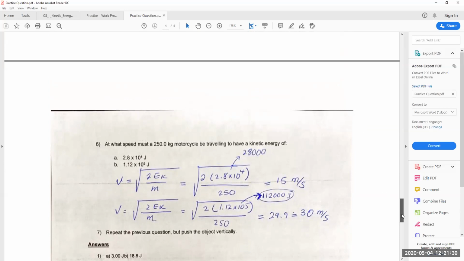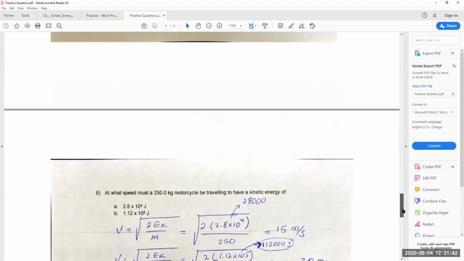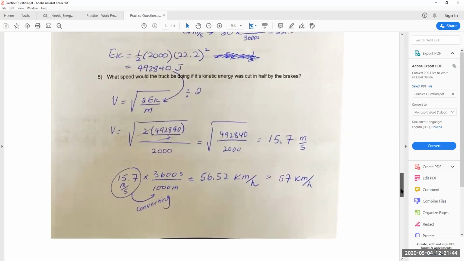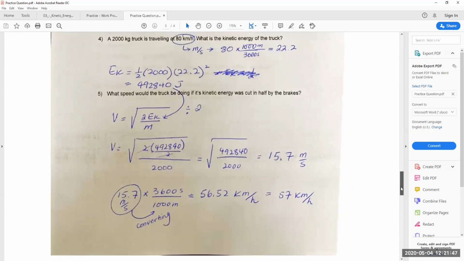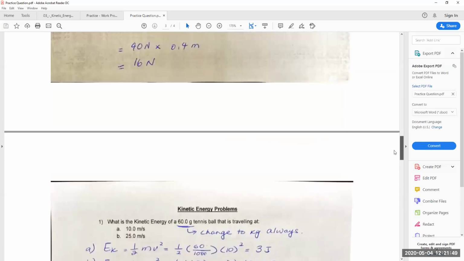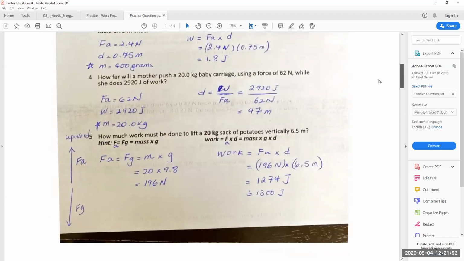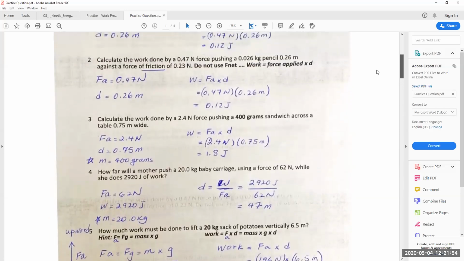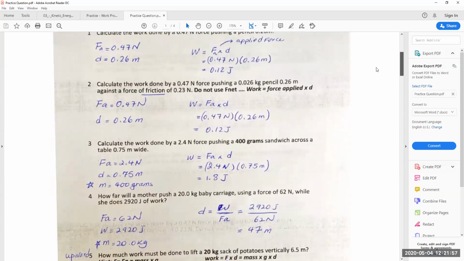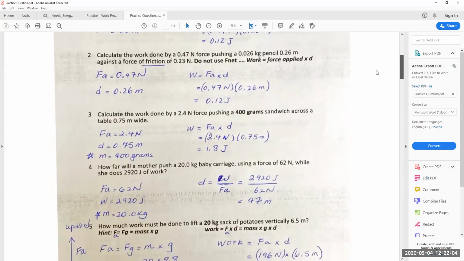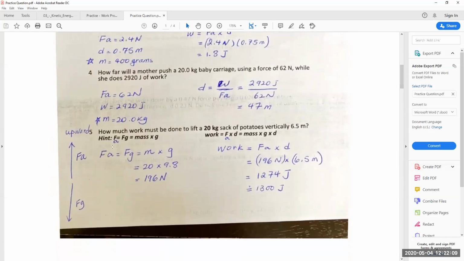Again, in kinetic energy problems, what they do is make you change kilometers per hour to meters per second, or they give you mass in grams. In work problems, again, they play with friction because they want to confuse you with the net force. All the work problems are dealing with the applied force. And if my object is moving horizontally, I do not care about the mass. If I'm lifting something, then my applied force becomes the force of gravity, which is mass times g.